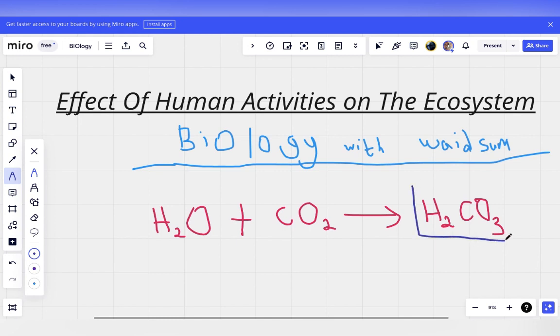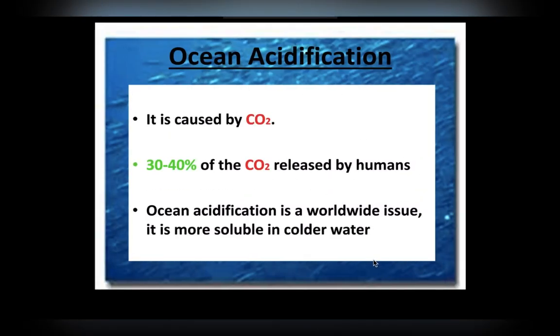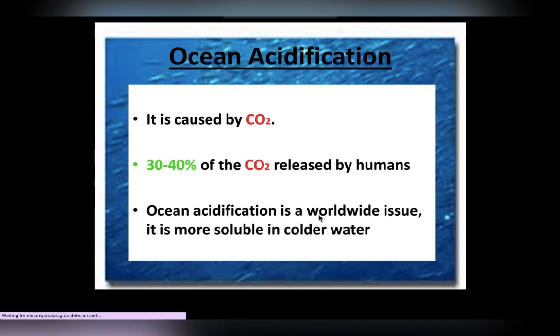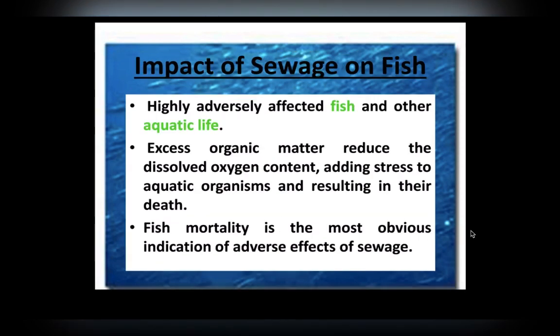So when we are releasing too much carbon dioxide into the ocean, the water in the ocean will react with this carbon dioxide to produce carbonic acid. Now this carbonic acid will make the ocean too acidic. So that's what we're saying here. Ocean acidification is now becoming a worldwide issue, right? Because every country is polluting the environment. CO2 is more soluble in colder water than in warm water. So we should be careful the way we are affecting the environment.